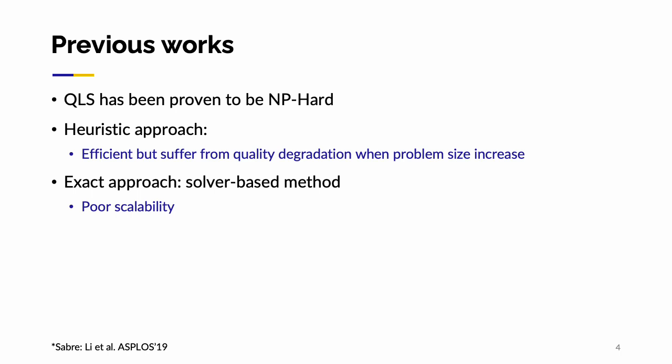I would like to review previous work. First, this problem has been proven to be pretty hard. There is a heuristic approach which is quite efficient but suffers from quality degradation when the problem size increases. On the other hand, people have proposed several exact approaches. They are often solver-based methods, for example, integer linear programming or satisfiability modulo theories solvers. Although they achieve good performance, they have poor scalability. For example, they fail to solve problems with 10 to 20 qubits.